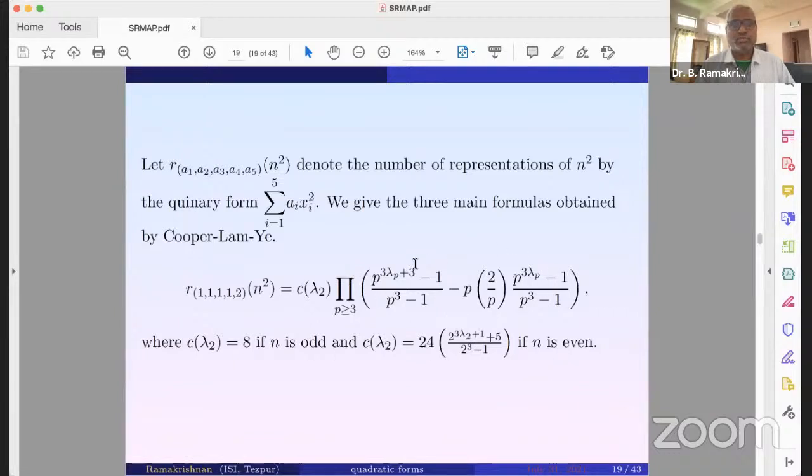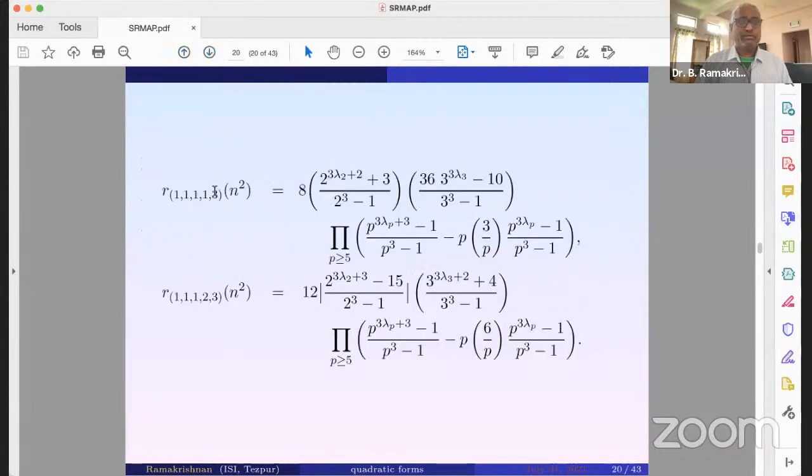For p greater than or equal to 3, we have this one. And when the coefficient is 3, we have the 2 factor here, 3 factor checked out. What he does is that we just have a recurrence relation for n as 2 power 2 lambda times the odd number, then you take the 3 part and find this number separately, and then for general n one can find it out. And similarly for this 1, 1, 1, 2, 3 also.